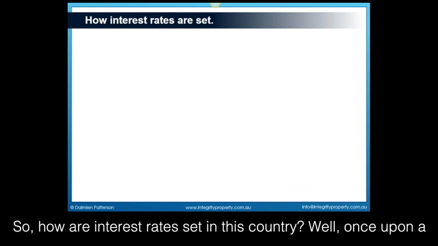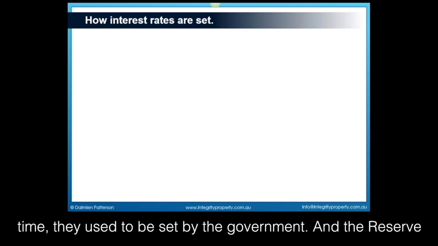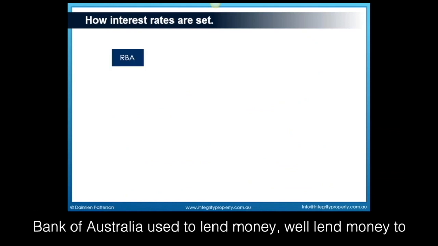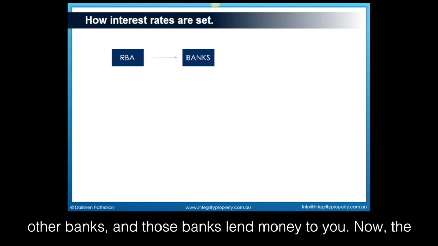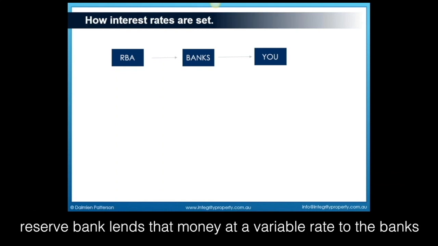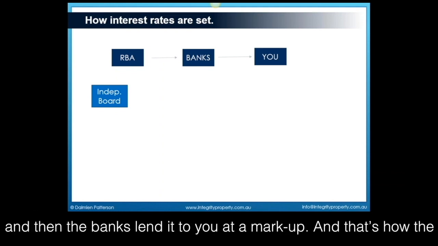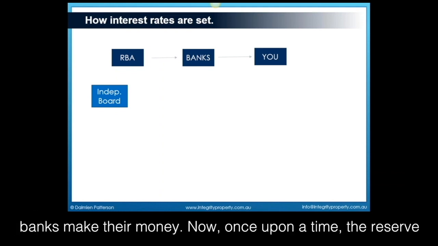So how are interest rates set in this country? Well, once upon a time they used to be set by the government, and the Reserve Bank of Australia used to lend money, well, it lends money to other banks, and then those banks lend money to you. Now the Reserve Bank lends that money at a variable rate to the banks, and then the banks lend it to you at a markup, and that's how the banks make their money.